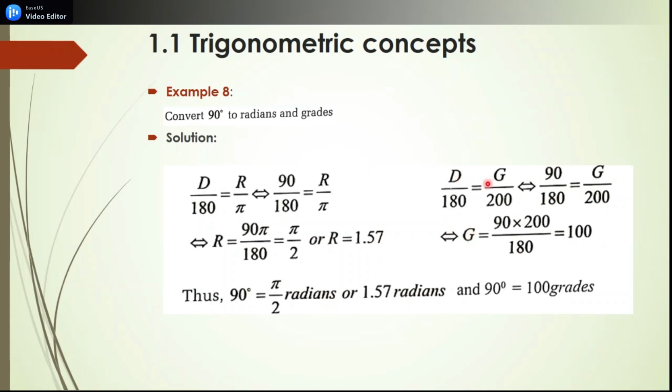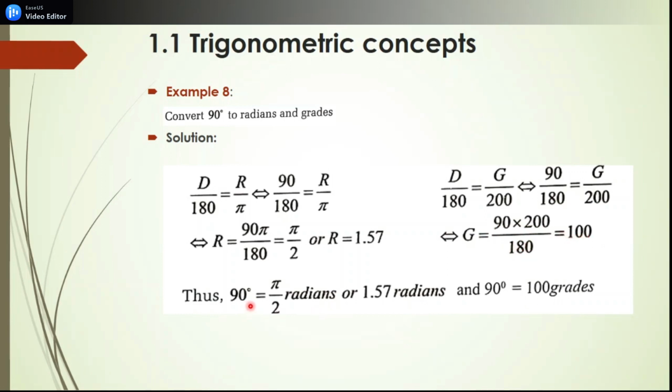Then in the grade, we have the value of degree. We replace degree with its value. Then we remain to find the value of grade. We make the operation, and then we remain with the value of grade. Grade is equal to 90 times 200 over 180, which is equal to 100.